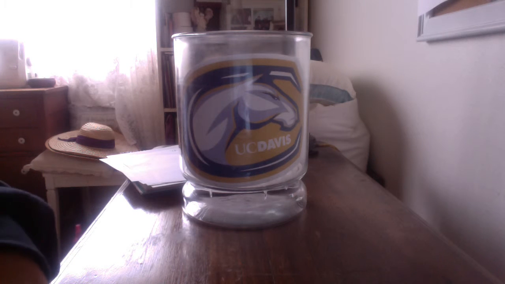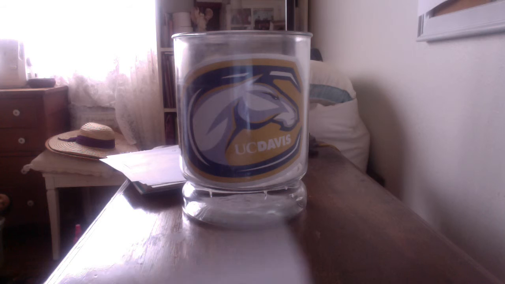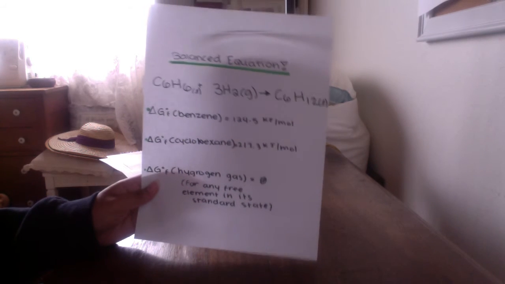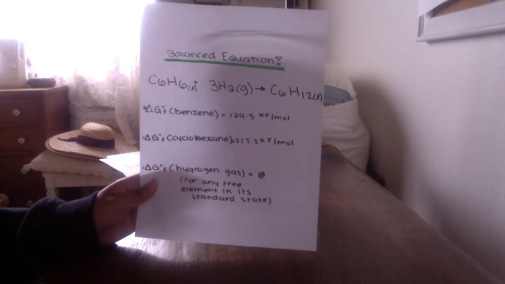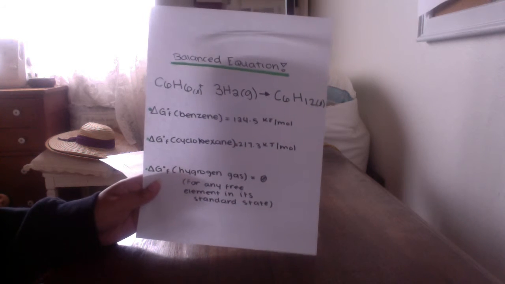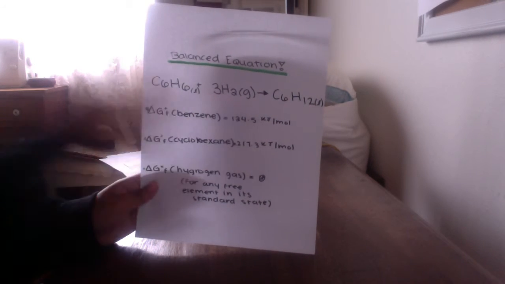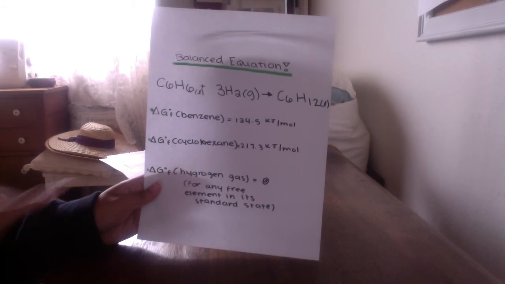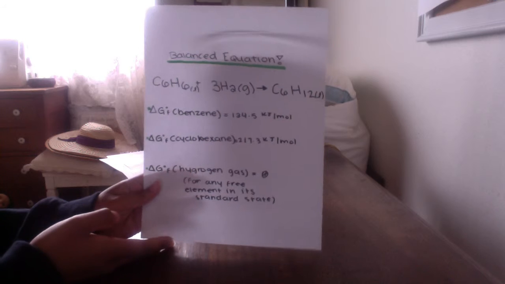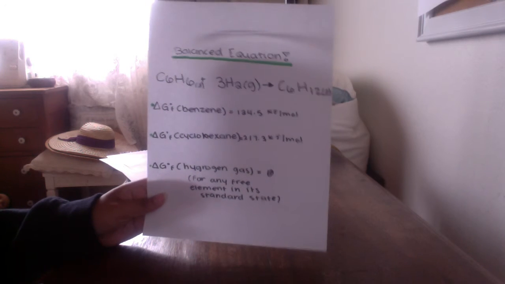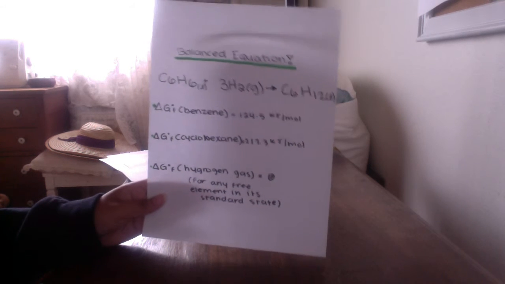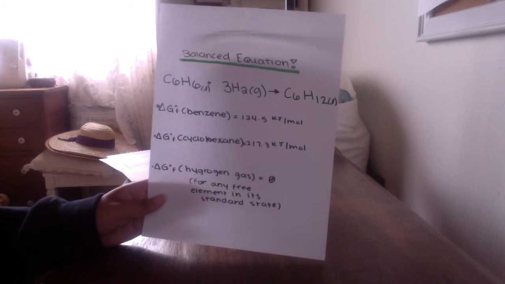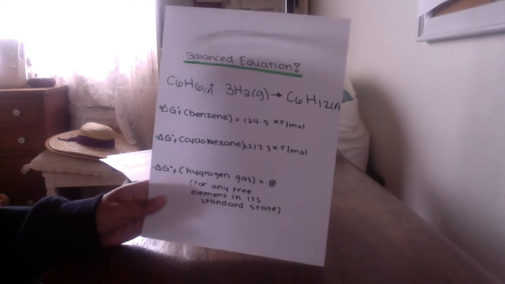So again, I was talking about writing your reaction. You need to actually write out your reaction that was given in words, and you need to make sure you balance it, which is why I have 3 hydrogen gases here. So you were given these 2 delta G of formations, and we know that hydrogen gas has a delta G of formation of 0 because any free element in its standard state is 0.